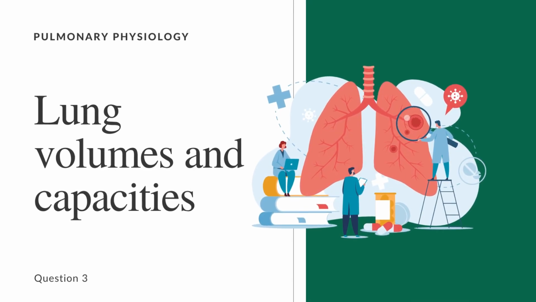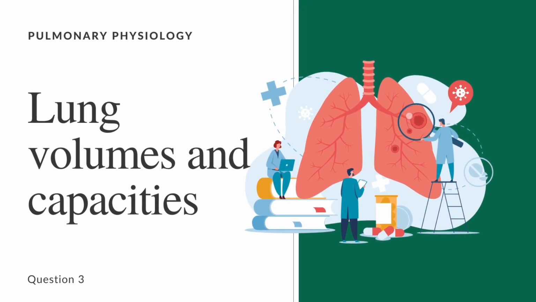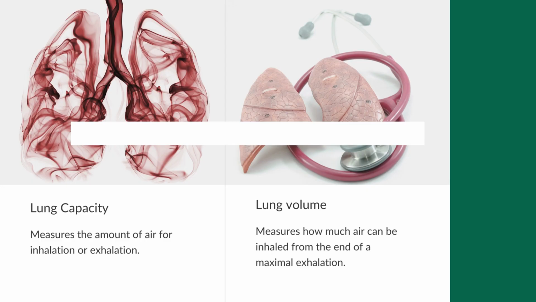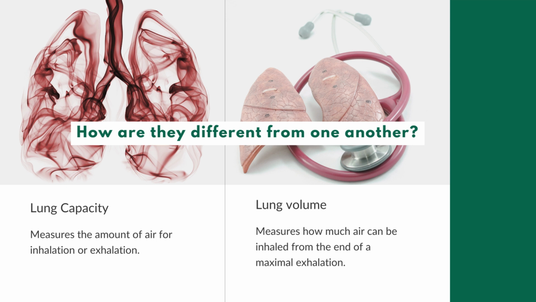Let's further explore pulmonary respiration by defining the lung volumes and capacities necessary for optimal respiratory function. So, the lung capacity measures the amount of air for inhalation or exhalation, while the lung volume measures how much air can be inhaled from the end of a maximal exhalation. So, how are they different from one another?